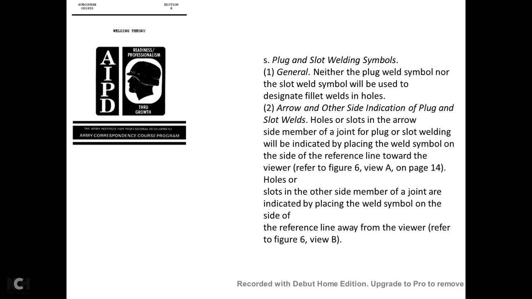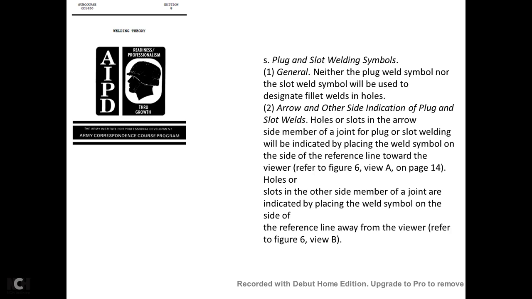Plug and slot welding. Generally, neither the plug weld symbol nor the slot weld symbol will be used in designating fillet welded holes. 2. Arrow side identification of plug or slot welds. Holes or slots in the arrow side of the member of the joint for the plug or slot weld will be indicated by placing the weld symbol on the side of the reference line toward the viewer.